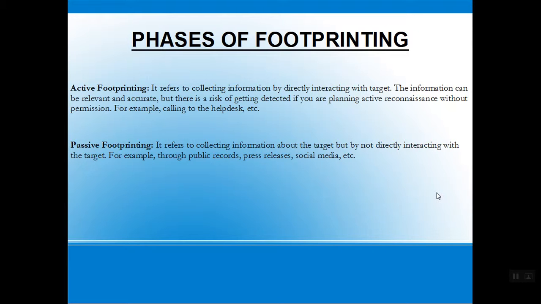Now, what are the phases of footprinting? There are two phases of footprinting: active footprinting and passive footprinting. Active footprinting refers to collecting information by directly interacting with the target. The information can be relevant and accurate, but there is a chance of getting detected if you are planning active reconnaissance without permission. For example, calling to the help desk or technical department and so on.